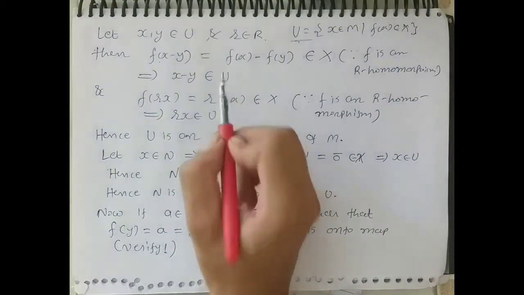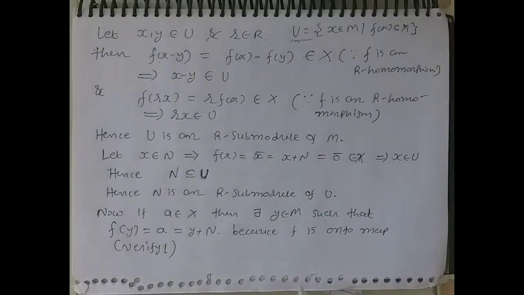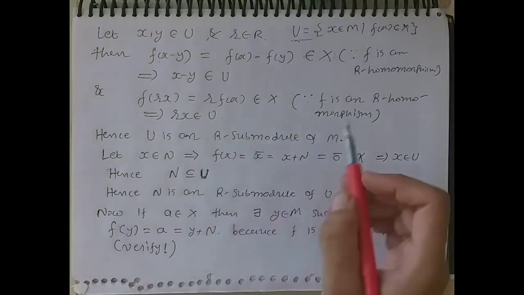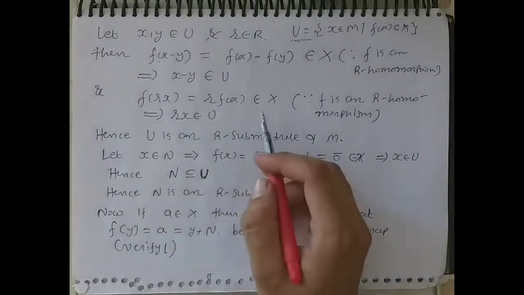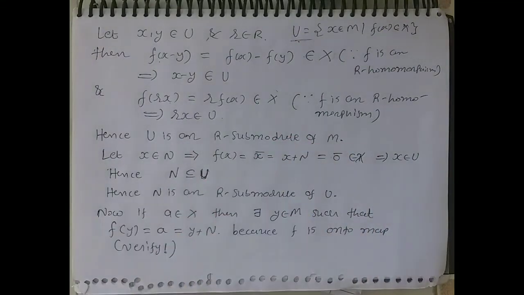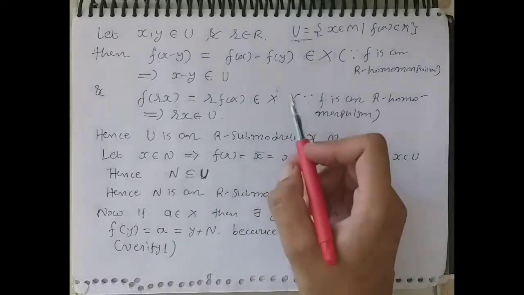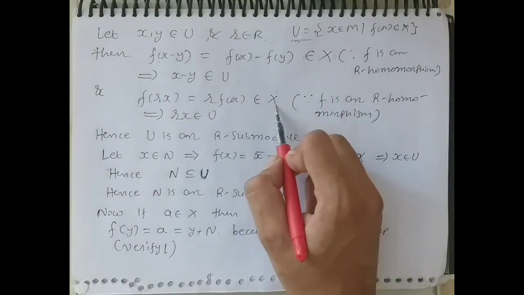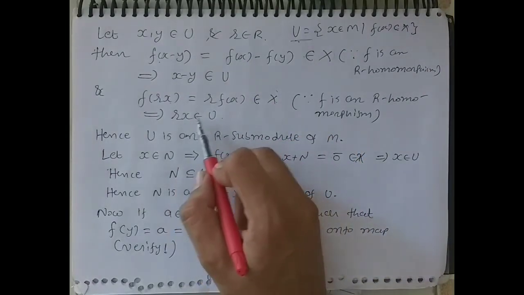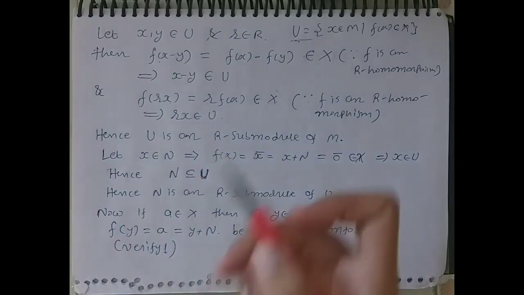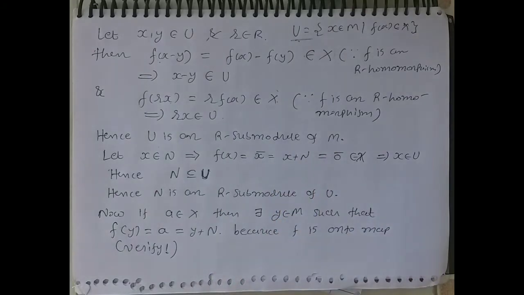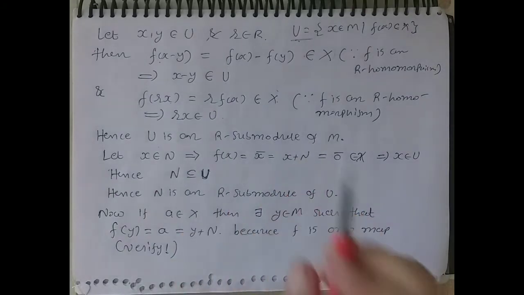So x minus y belongs to u. Similarly, f of rx is equal to r f of x, because f is an R homomorphism. Now X is again an R submodule, X is an R submodule of M quotient N. Hence r f of x also belongs to X. So this implies that rx belongs to U. So these two properties show that U is an R submodule of M.